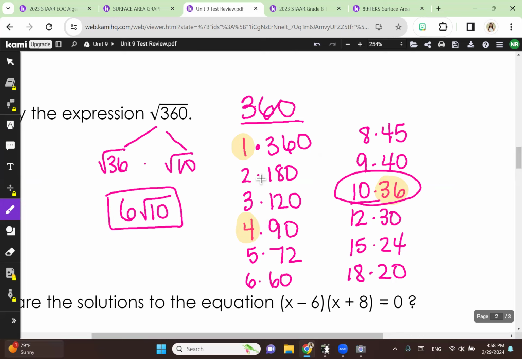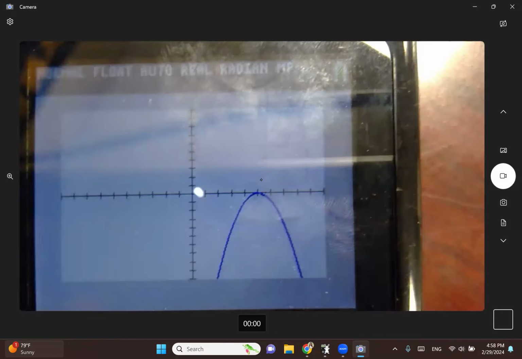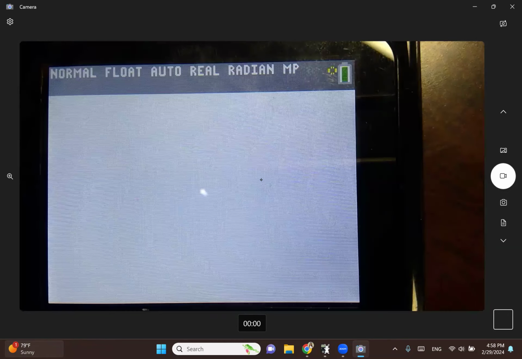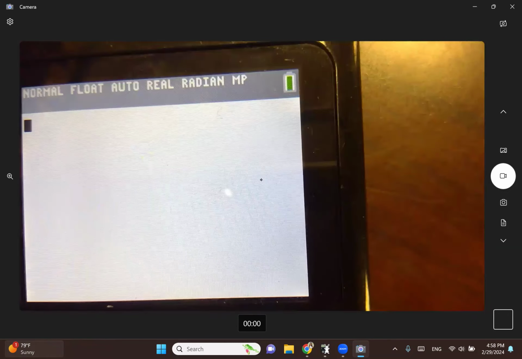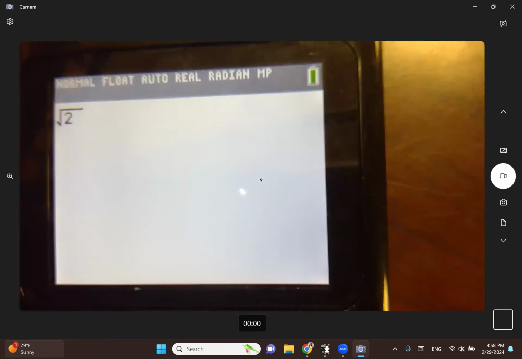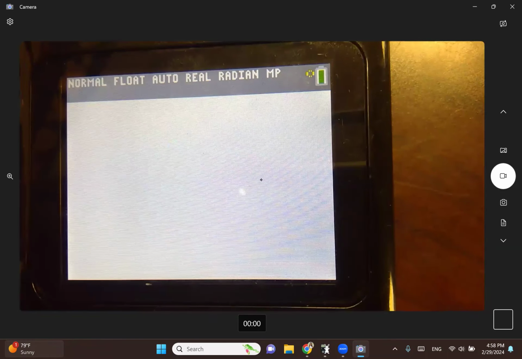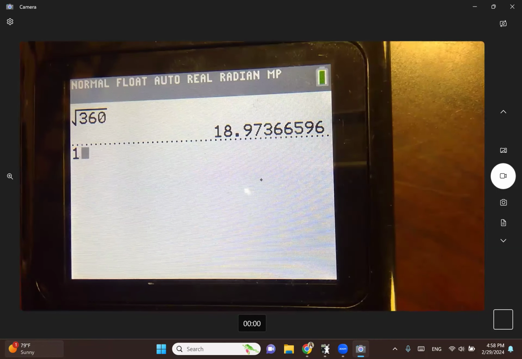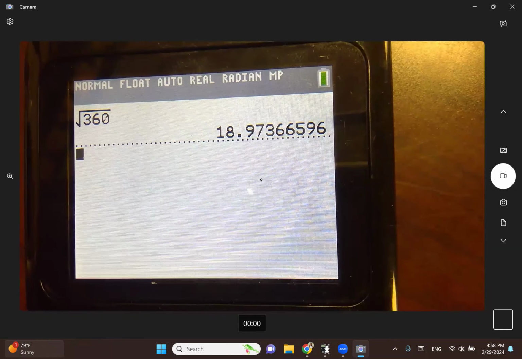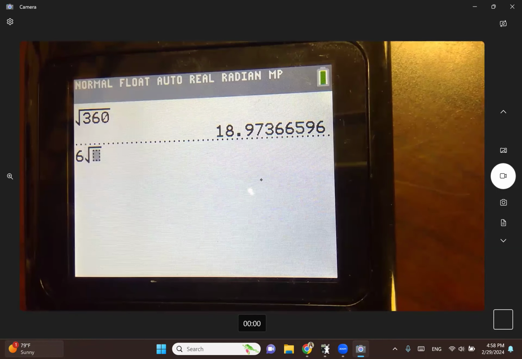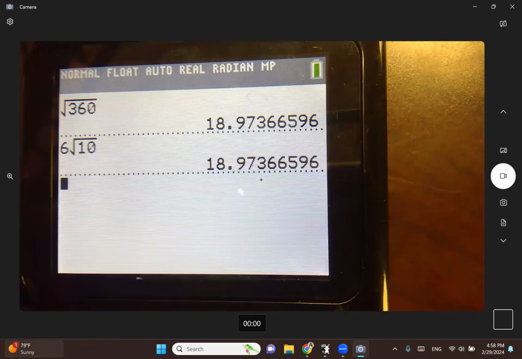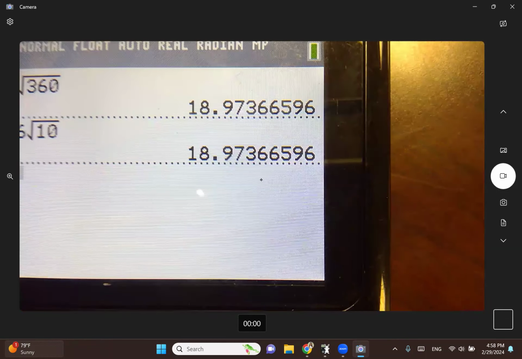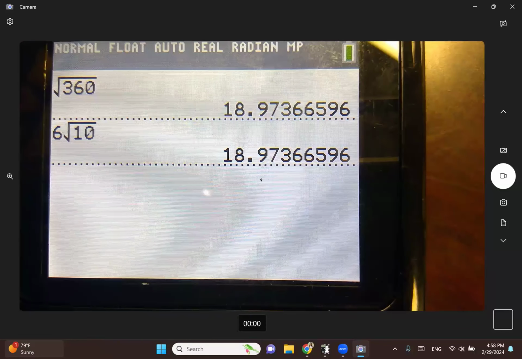Once again, you can type in 360 into your calculator. Let's try that. Here we go. Clear that out. Second square root of 360. And then 6 square root of 10, my bad. 6 second square root 10. And they both give me the same exact decimal. So I have found my answer.